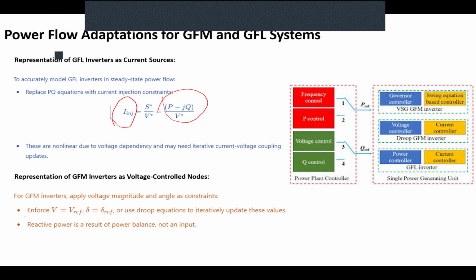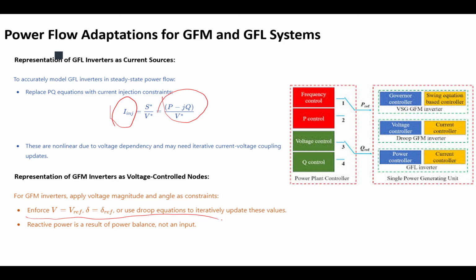Okay, and the same goes with the grid forming. Now we are enforcing voltage and delta, so we can't consider them as fully unknown variables in PQ buses. So we have to replace the functions that we had before.